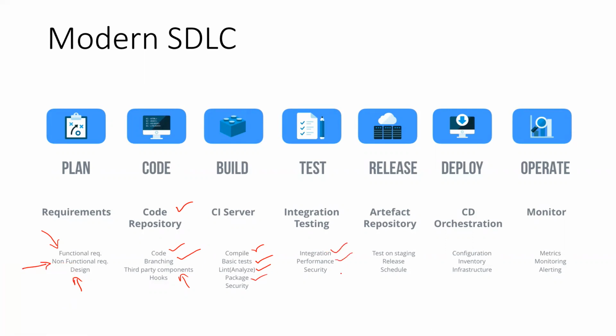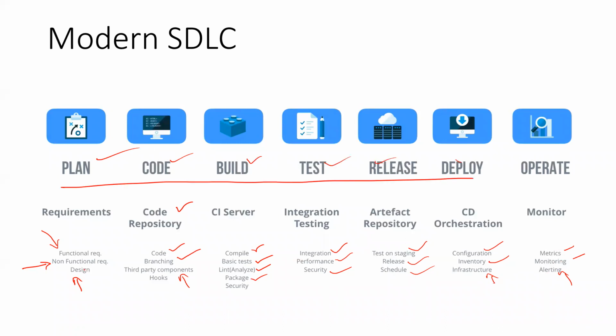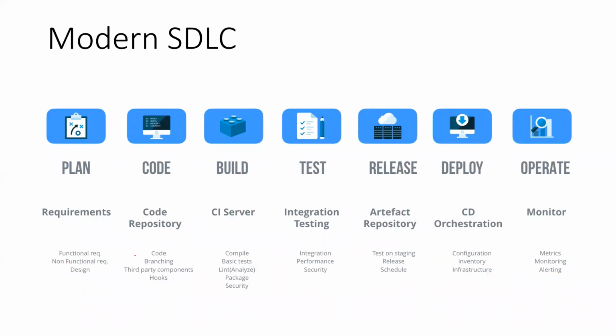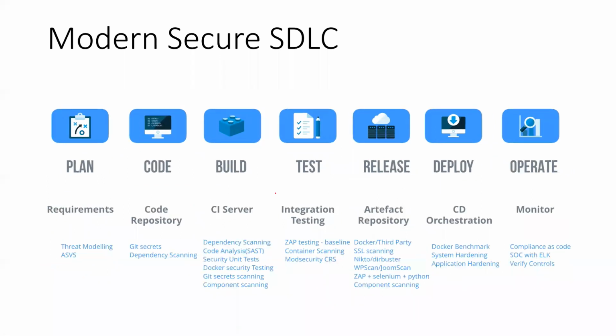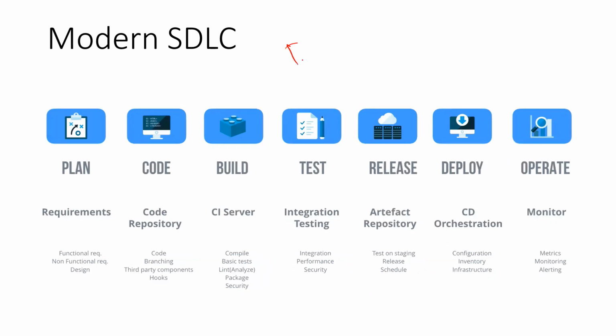integration security, performance, integration testing, staging security, release security, scheduling, configuration management, inventory management, infrastructure management, security metrics, security monitoring, and security alerting. All in the entire plan, code, build, test, release, deploy, and operation. In all these stages, you should take care of security. If you are taking care of the security at each and every stage, then it is called DevSecOps.